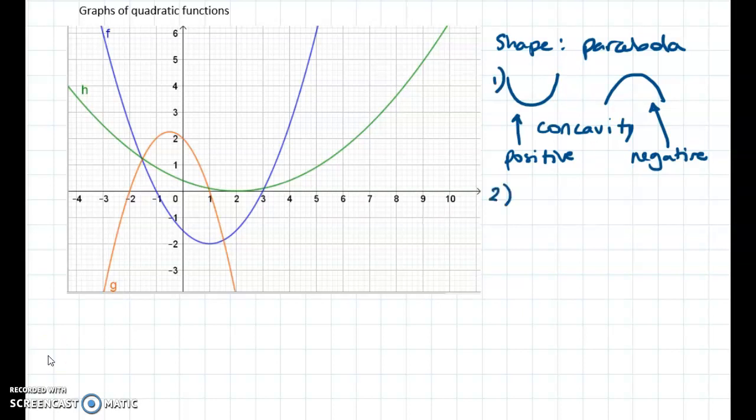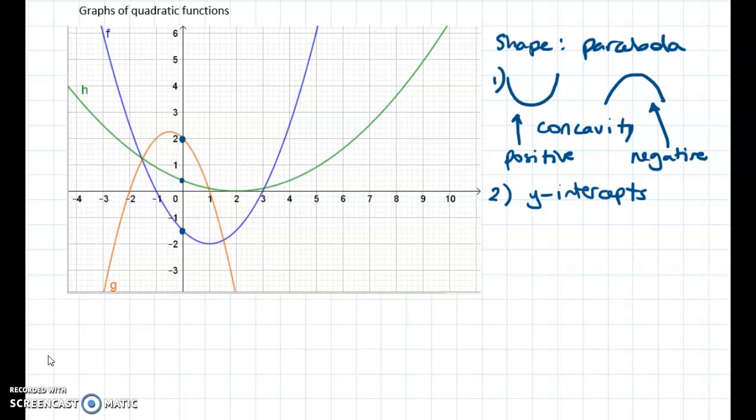The second feature we're going to look at is the y-intercept. So it is the point where the parabola intercepts the y-axis. So for instance, in the blue one, we have the point over here. It looks like it's more or less when y is equal to negative 1.5. For the green one, we have over here the point, it looks like 0.4 maybe. And for the orange one, it looks like the point is when y is equal to 2.